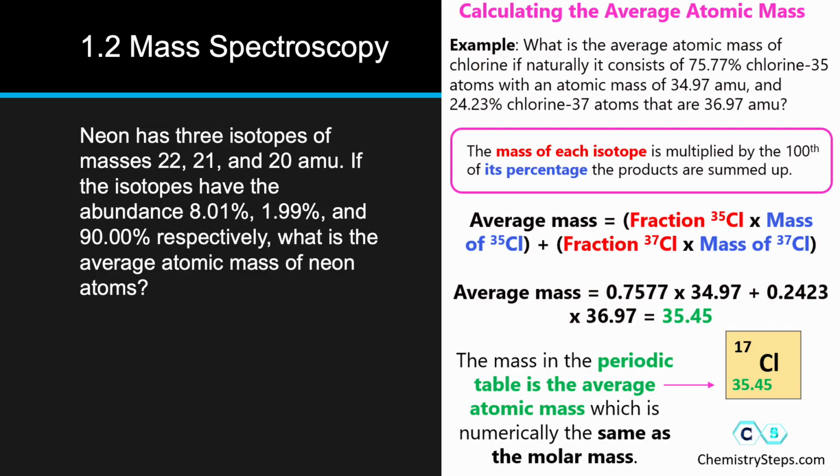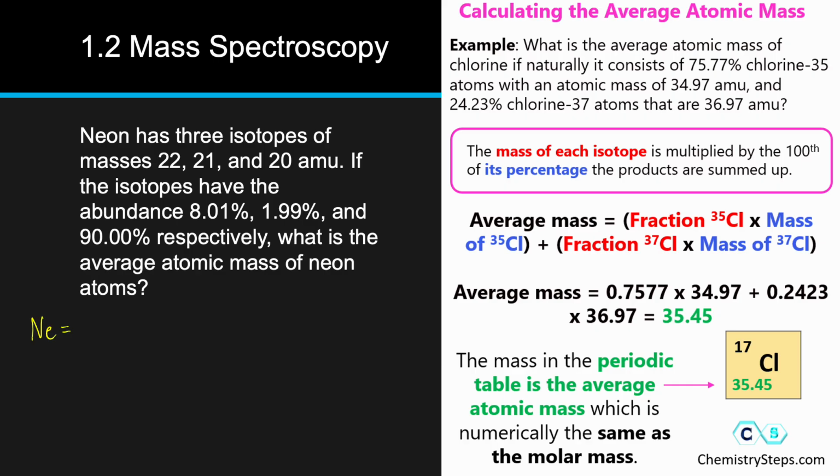Neon has 3 isotopes of masses 22, 21, and 20 AMU. If the isotopes have the abundance 8.01%, 1.99%, and 90%, what is the average atomic mass of neon atoms? So when we are trying to find the weighted average of something, we're going to take the mass and multiply it by its relative percent, and then we're going to add all of those up together to get our total weighted average.